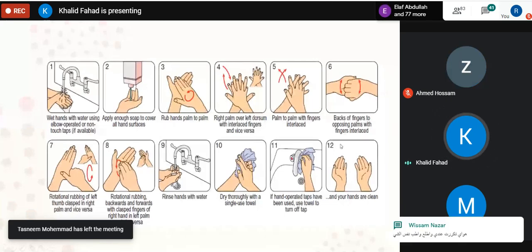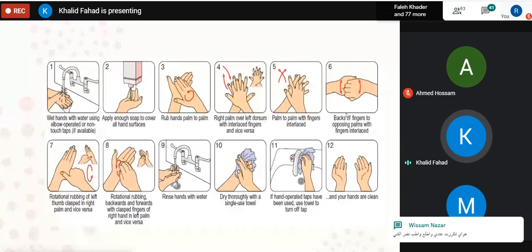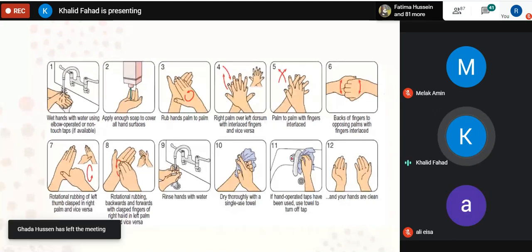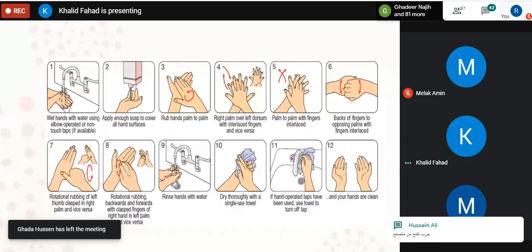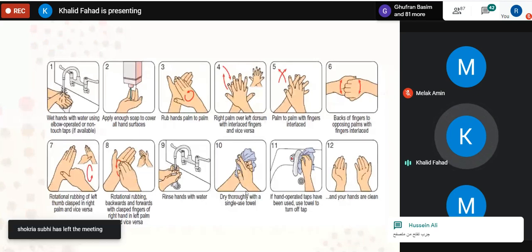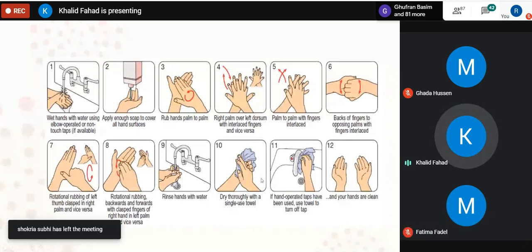Backs of fingers is also important, which is where the organism may hide. And the most important also, that you have to make a circular movement in order to clean your thumbs. Rotational rubbing, backwards and forwards, in order to clean the center of the palms. Rinse your hand thoroughly with water, and you have to use a single-use towel, which is the most important one.